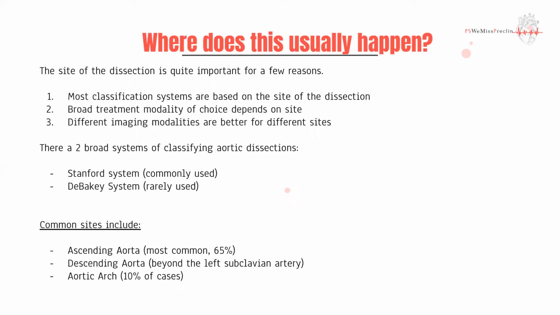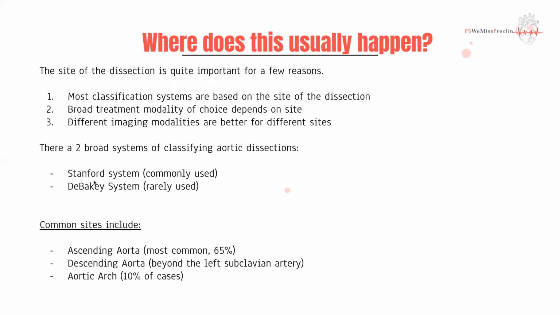Secondly, the treatment modality as to whether we opt for a surgical approach or a more conservative medical approach also depends highly on where the actual dissection is. And thirdly, some dissections, depending on where they are, can be picked up better by one imaging modality over the other, and we'll go through this as well. So the two broad systems that I mentioned earlier refer to the Stanford system and the DeBakey system. More commonly, we tend to use the Stanford system, which is this type A versus type B system, which we'll talk about in a second, versus the DeBakey system, which is not very commonly used.